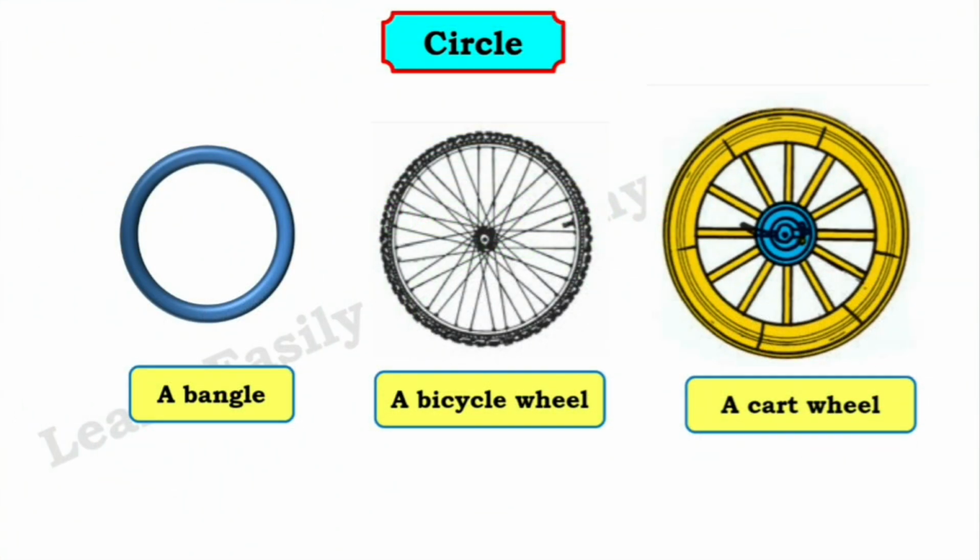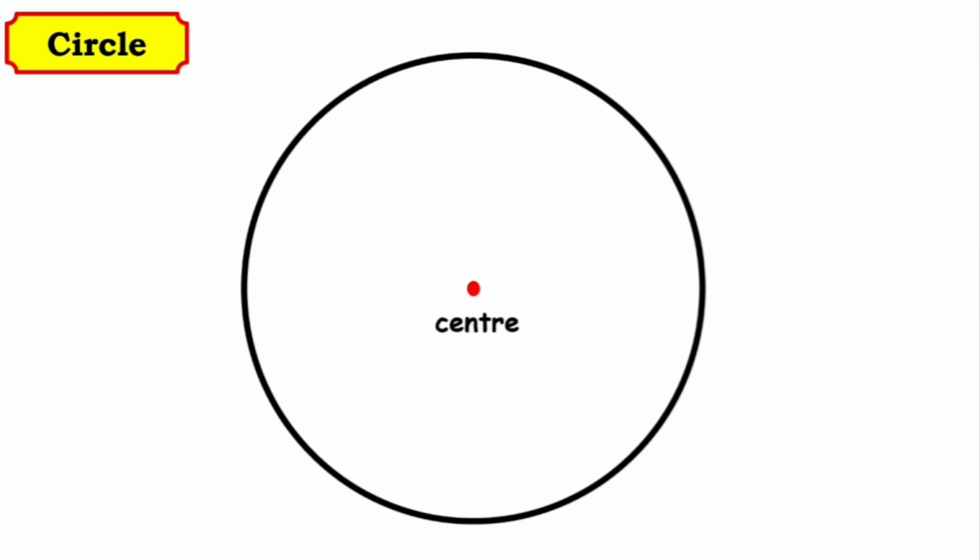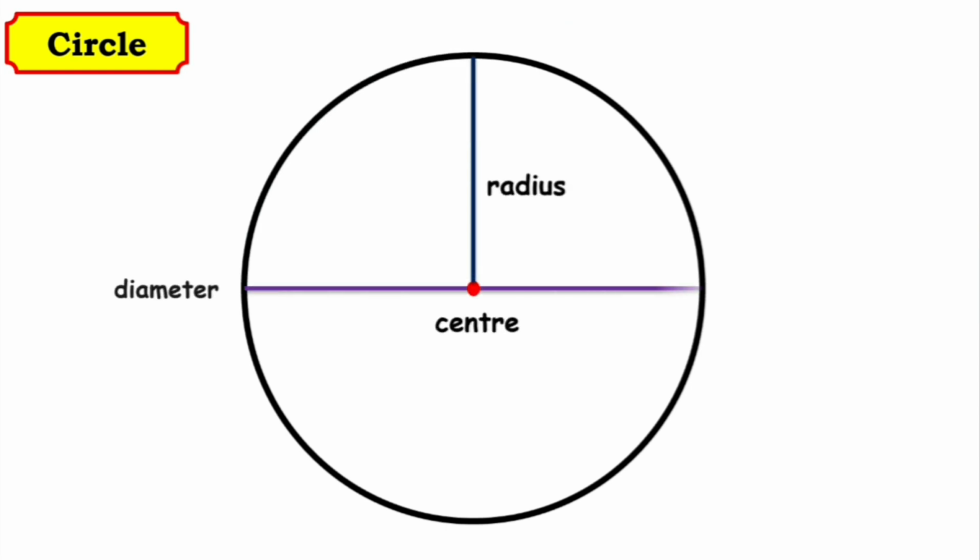Look at these objects. They are all circular in shape. We see many objects around us which are circular in shape. So, let's learn some information about the geometrical figure circle and its different parts. So children, this is a circle. A circle has a center point, radius, diameter and chord.